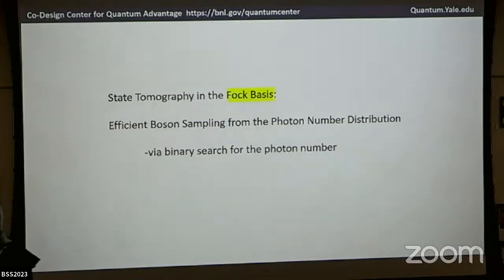Wigner functions are nice to measure, but what if I just want to know the photon number distribution, which we're going to use in the molecular simulation experiment? I want to figure out some way to do what's called boson sampling, efficiently find out the photon number distribution. And the way we're going to do it is with something like binary search.